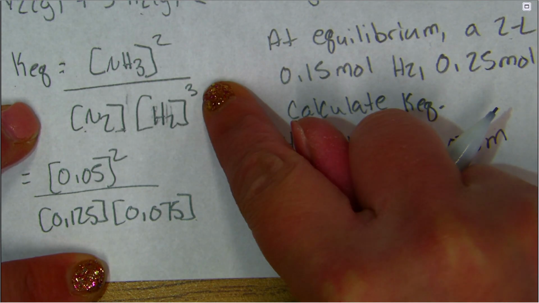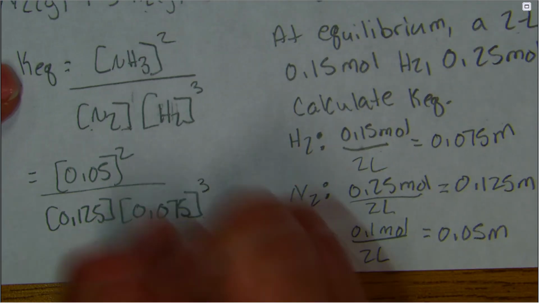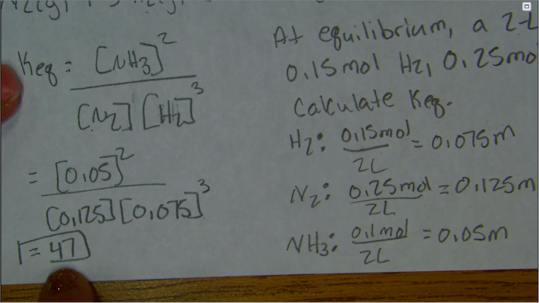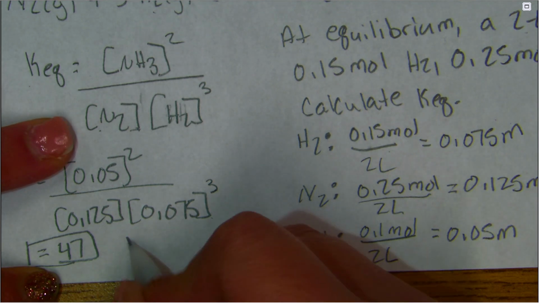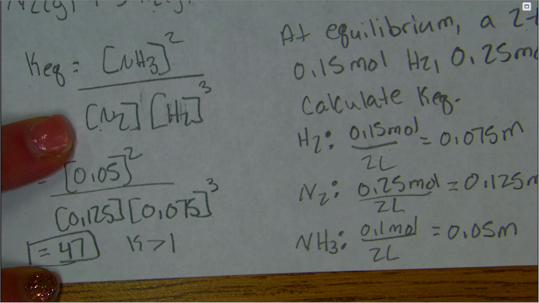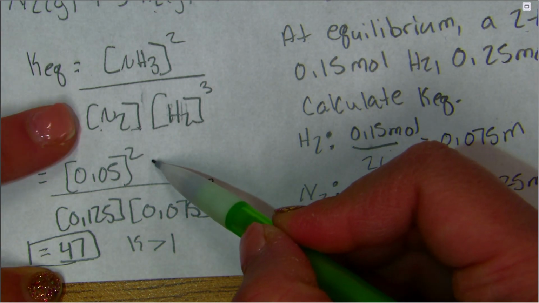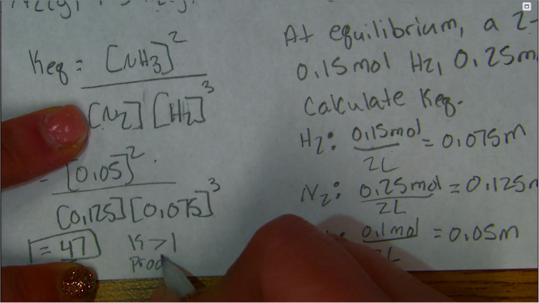And that is cubed. So when I plug this into my calculator, I get 47. 47 is larger than 1. So my K is larger than 1. And since my K is larger than 1, that means my top number, which were the products, is larger than my bottom number. So products are favored.